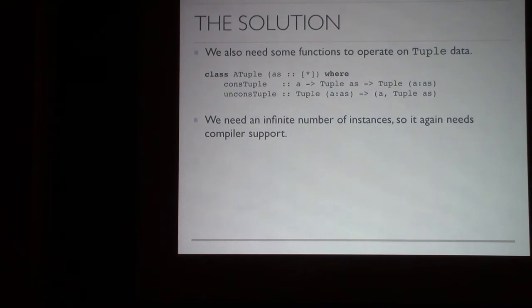And of course you'll need an infinite number of instances for this. But GHC already has weird type classes with an infinite number of instances to do arithmetic and things like that. So this is just another one. And the implementation of each of these functions is absolutely trivial. You know what it's going to be, so these can be constructed on demand.